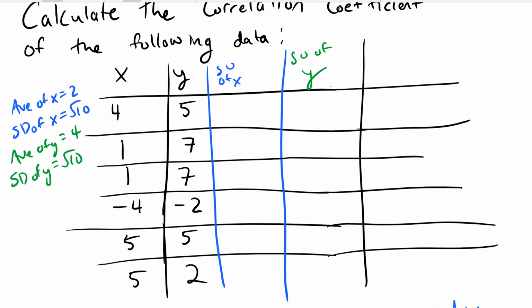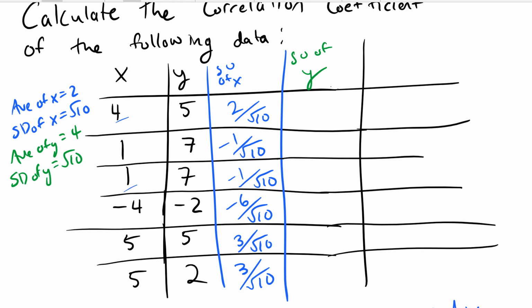What we do is we take the number, like 4, subtract the average, and divide by the standard deviation. So 4 in standard units is 2 over the square root of 10. 1 in standard units is minus 1 over root 10. The other 1 in standard units is also minus 1 over root 10. Minus 4 minus 2 is minus 6 over root 10. 5 minus 2 is 3 over root 10. And then the other 5 will also be 3 over root 10.